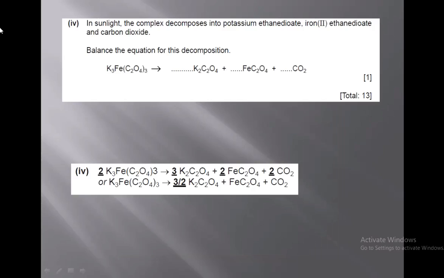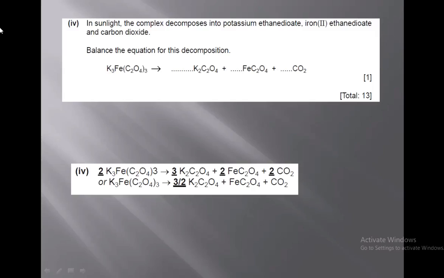In the fourth part, in sunlight, the complex decomposes into potassium ethanedioate, iron(II) ethanedioate, and carbon dioxide. Balance the equation for the decomposition. This was a question related to the balancing of an equation. This was a simple question.